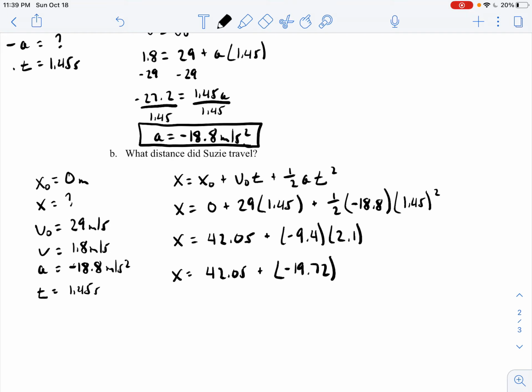So next up, we want to add 42.05 to our negative 19.72. This is going to give me a final x value, or distance we've traveled, of 22.3 meters.